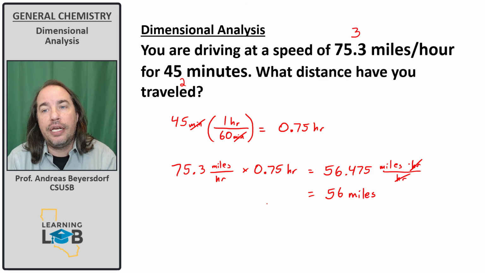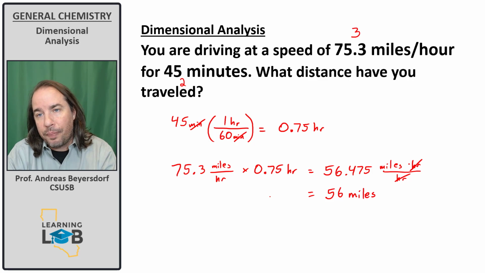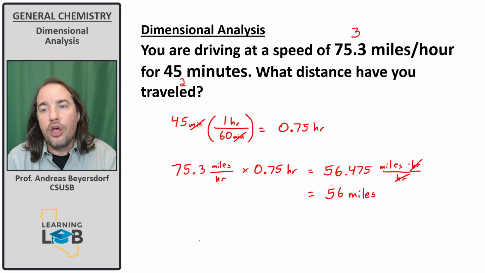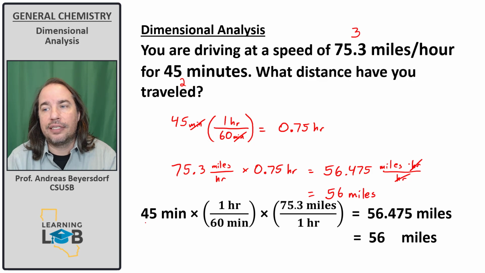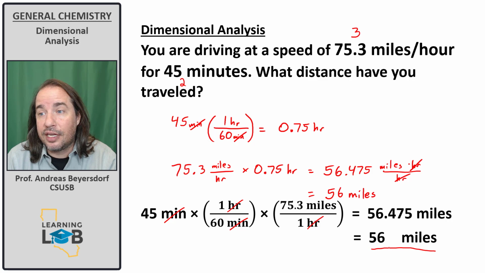Now, an easier way to do this is to put all this together, right? So we can go ahead and say 45 minutes times 1 hour over 60 minutes times 75.3 miles per hour. And notice all along this way, the minutes cancel out and the hours cancel out. And I end up with my 56.475 miles, which then, if I look at the significant figures, gets to 56 miles.